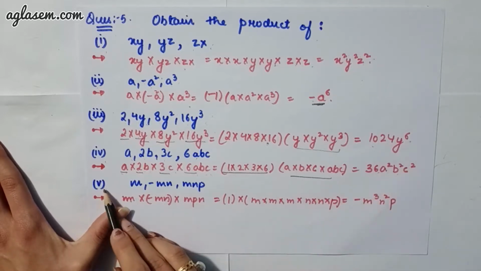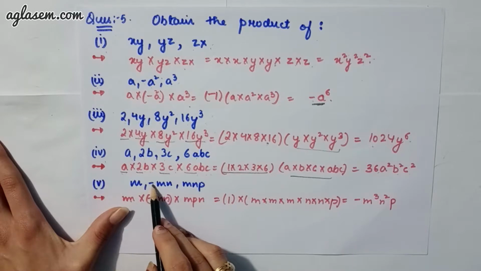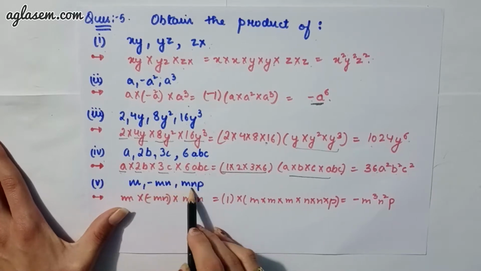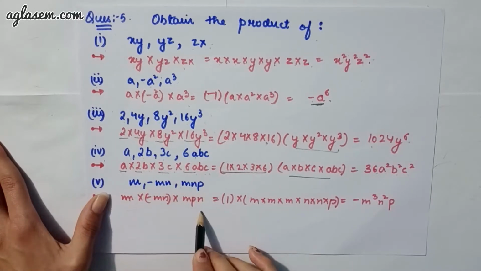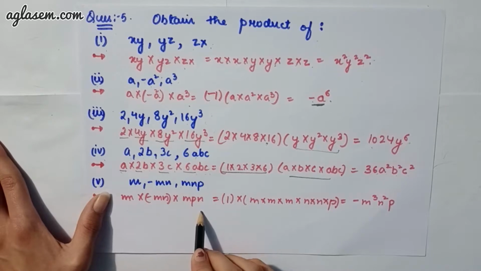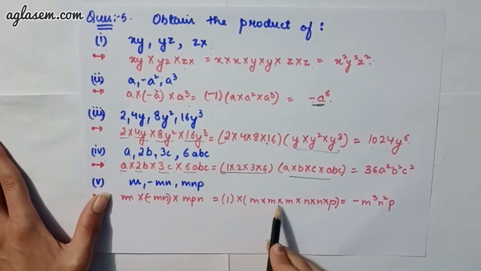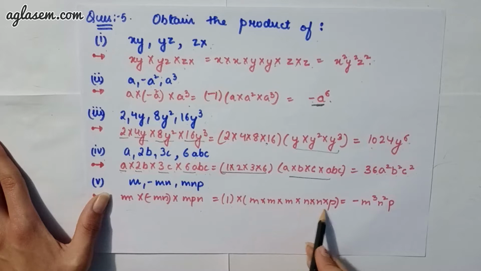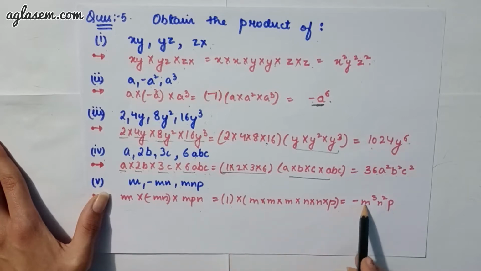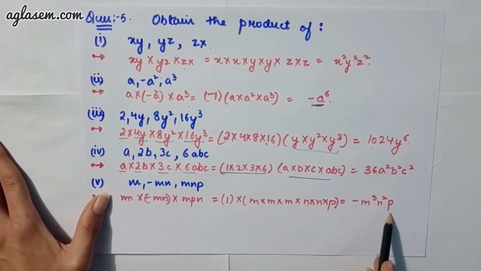Moving to our fifth part, which says m into minus mn into mnp. Writing it in this form, our answer will be 1 into m into m into m into n into n into p, that is minus m cube n square p.